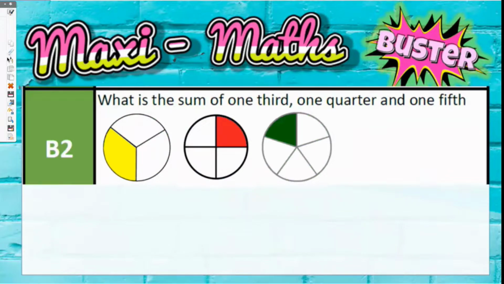Question B2, what is the sum of 1/3, 1/4, and 1/5? Now, you could either give your answer as a decimal or as a fraction with a common denominator. I'm going to go for the fraction with a common denominator. So a third, a quarter, and a fifth.